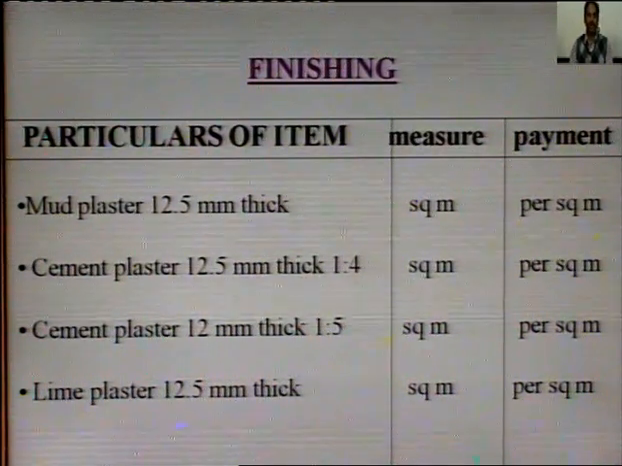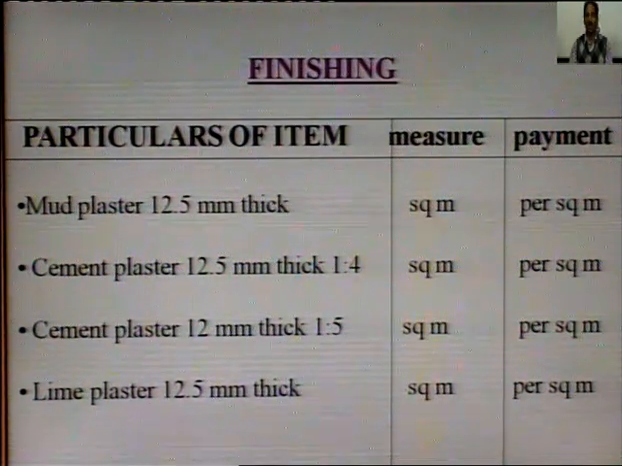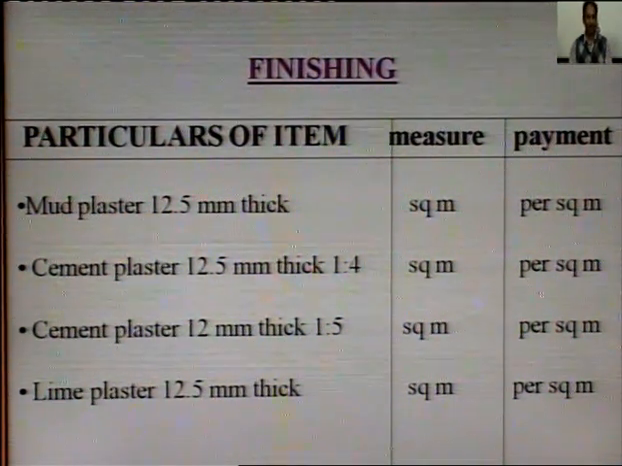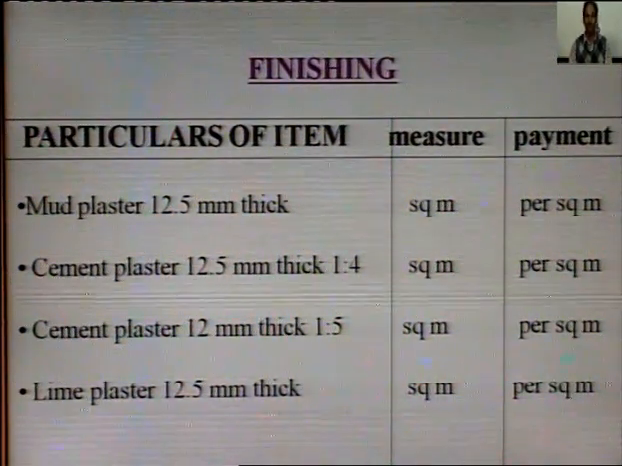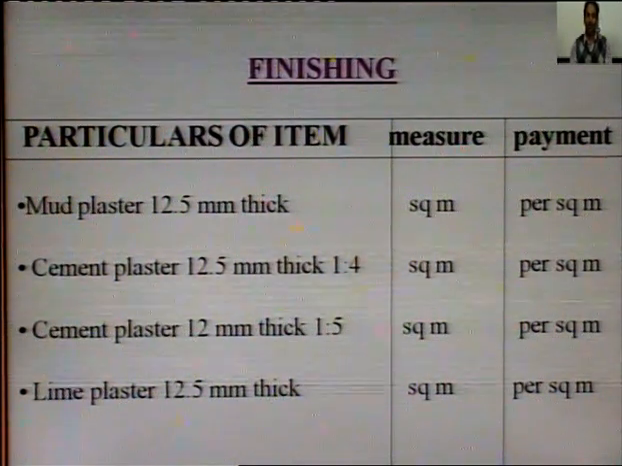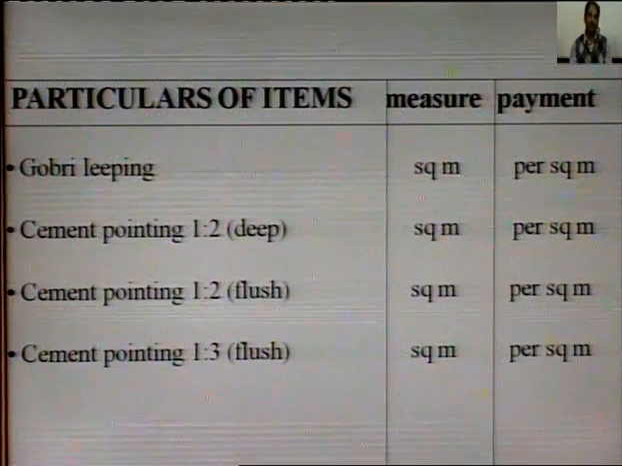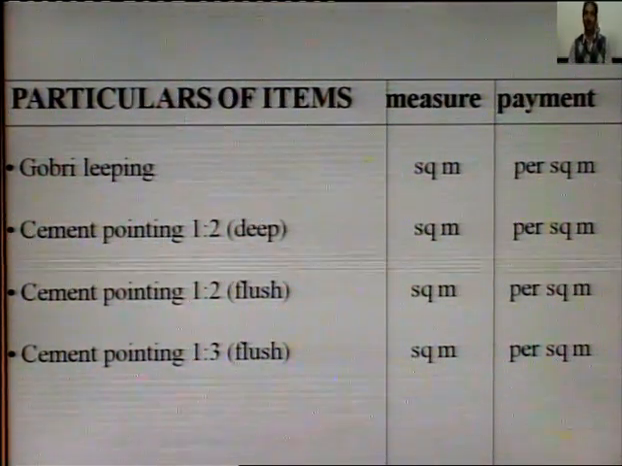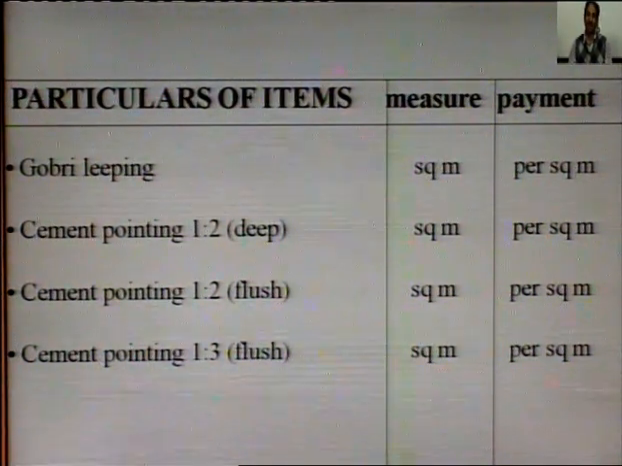And then lime plaster 12.5 mm thick. So, in case of lime plaster, lime and sand are used as lime mortar. So, your unit of measurement is square meter and your unit of payment is per square meter. In case of gobri lipping on the surface, in the village there is gobri lipping. So, unit of measurement is square meter and your payment is per square meter.